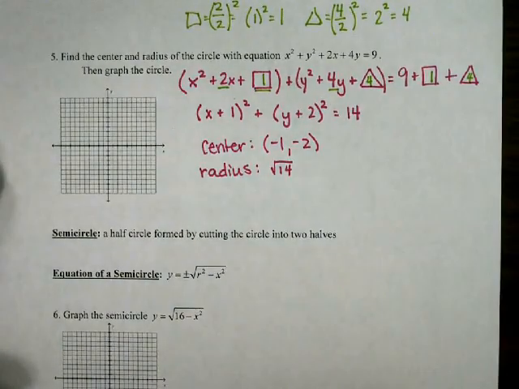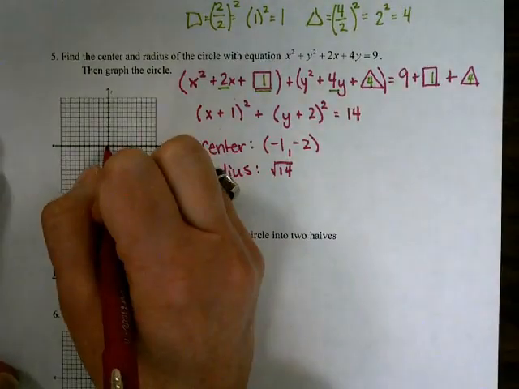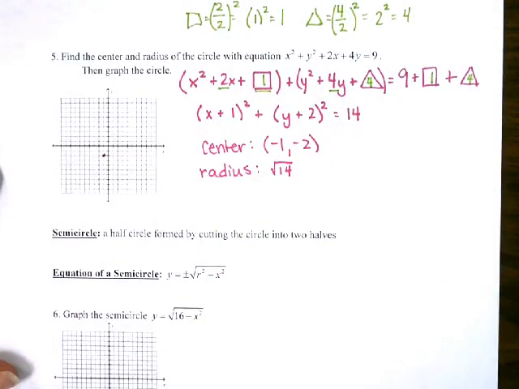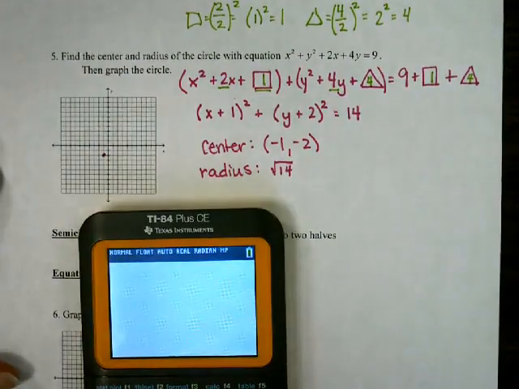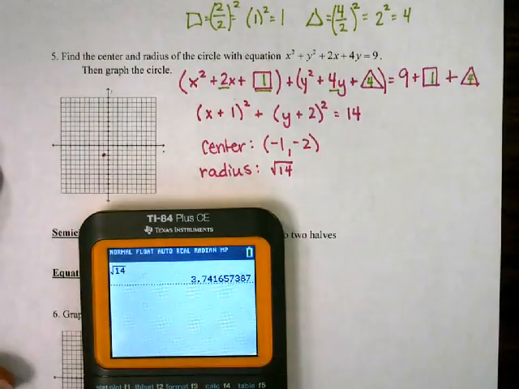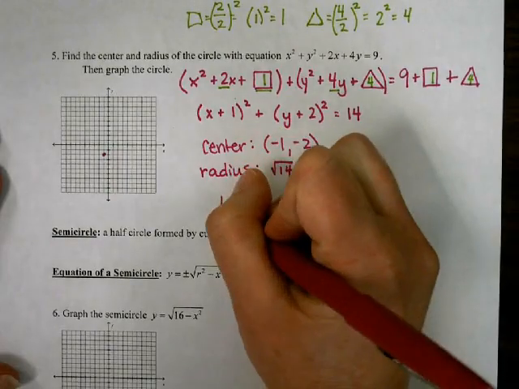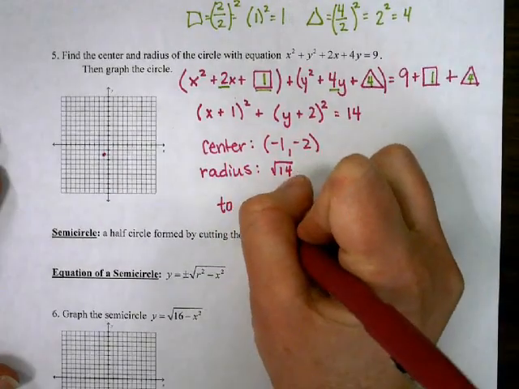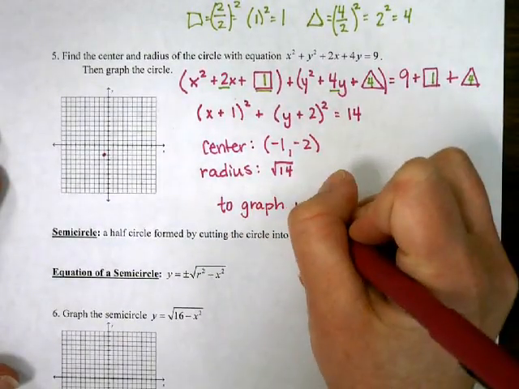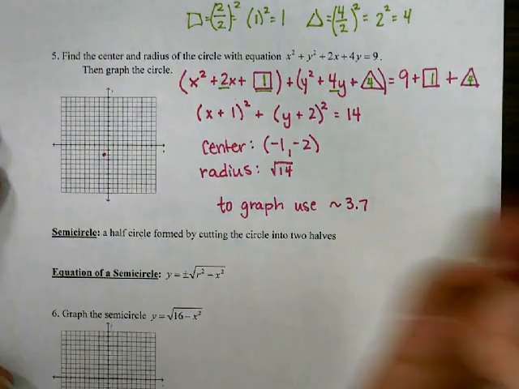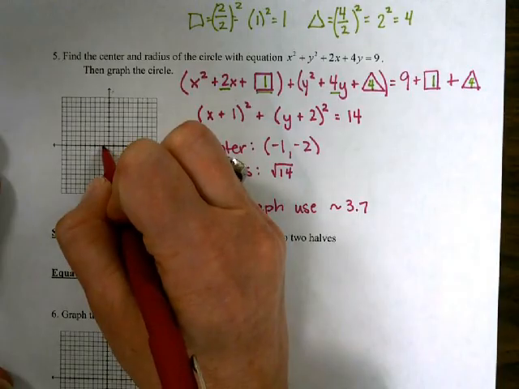However, when I go to graph it, -1, -2, the square root of 14 is approximately 3.74. So when I graph it, you can use the decimal approximation. All right, so not all the way to 4. 1, 2, 3, not all the way to 4.